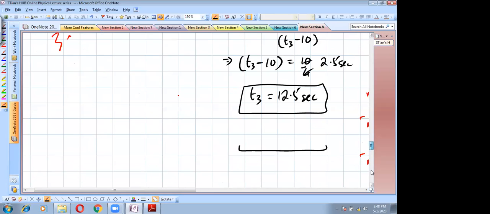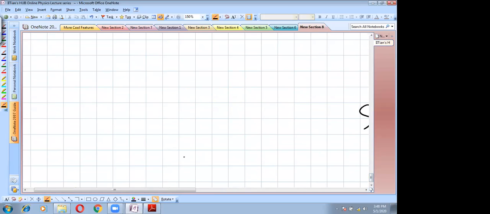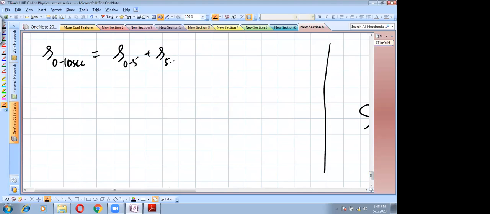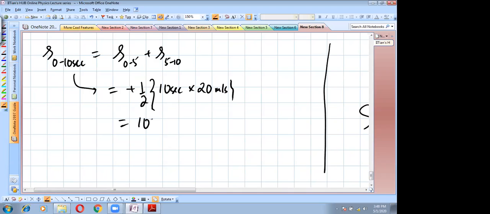Okay. So further, I can see that now the displacement from 0 to 10 seconds, I can do that directly, or I can write that as displacement from 0 to 5 plus displacement from 5 to 10. Doesn't matter. I can do this directly only. That will be the area of that triangle on top, which will be positive. So the base of that was 10 seconds and the height was 20 meters per second. So that is becoming 100 meters. Or if we individually calculate these two, they'll come to 50 and 50. So that is the displacement from 0 to 10 seconds.